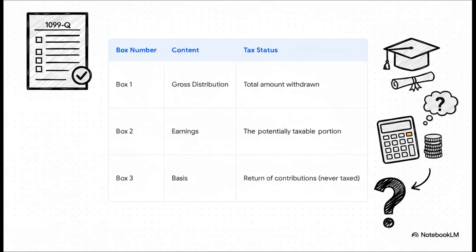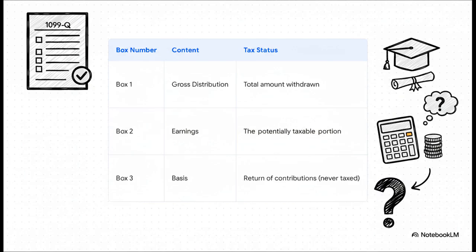Now, this is really interesting when you look at the Form 1099-Q you get in the mail. The 529 plan administrator sends one to you and one to the IRS. Box 1 shows how much you took out in total. Box 3 is your contributions, which are never taxed, and Box 2 shows the total earnings in that withdrawal.